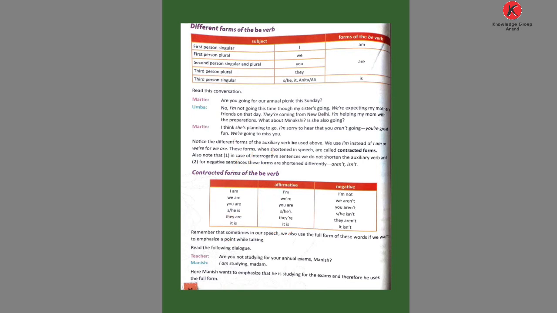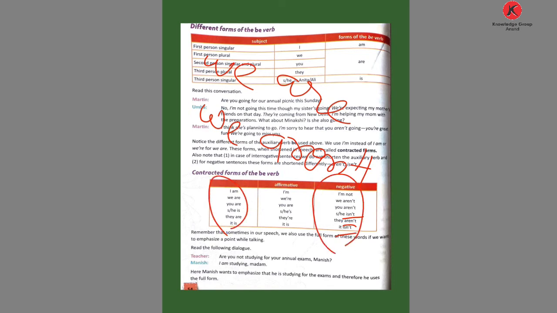Now the negative form, only adding not here. See, I am, then we say I am not. We are, then we can't write we're not, we write we aren't. We say aren't is the negative, isn't is a negative. See, aren't and isn't are the negative forms of these contractions. This is how we form the positive and negative short forms.